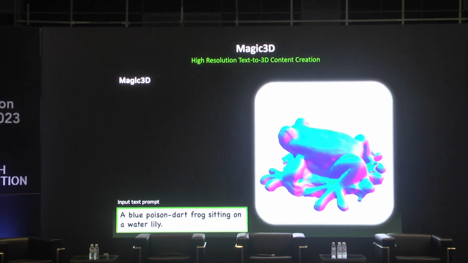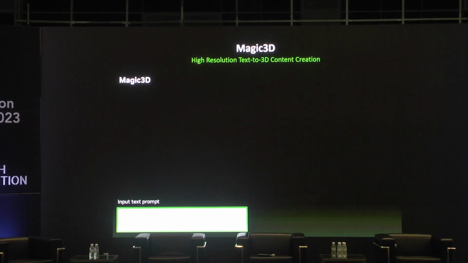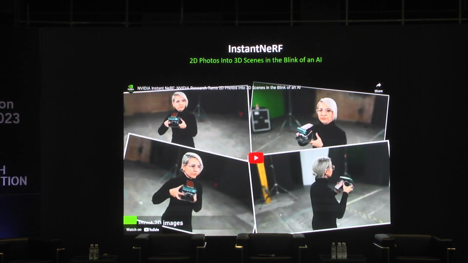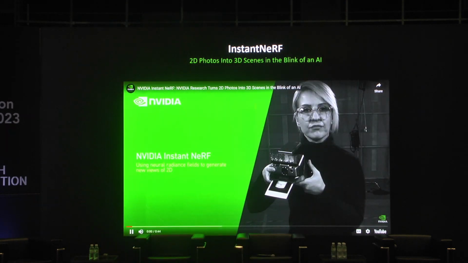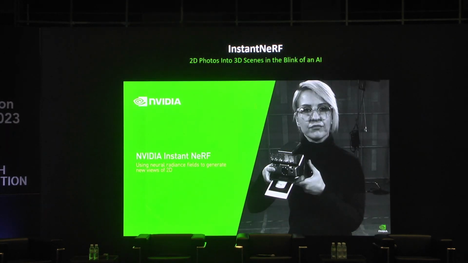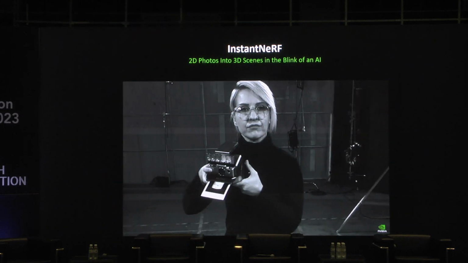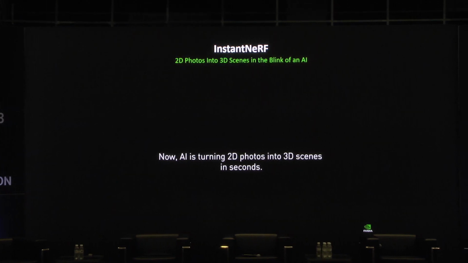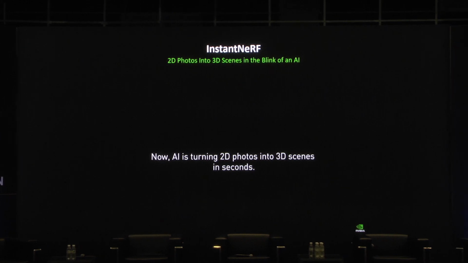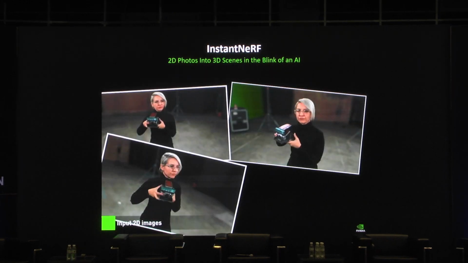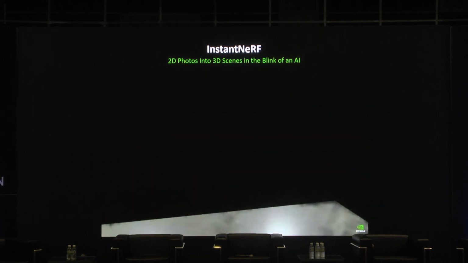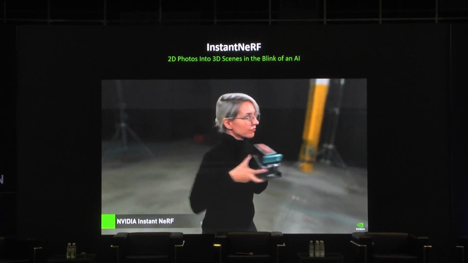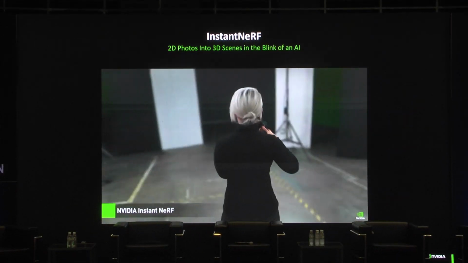Text to 3D content creation, and this is called Magic3D. Now moving on, there is this other technology that enables us to feed in a small set of 2D images, and it generates a full 360 experience of a 3D scene. And this is called Instant NeRF.